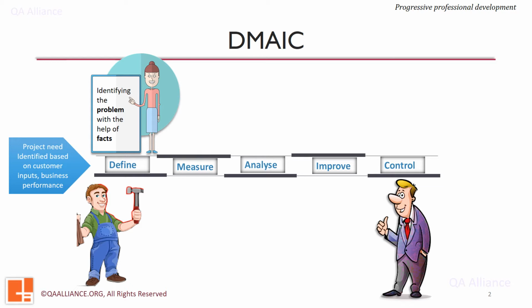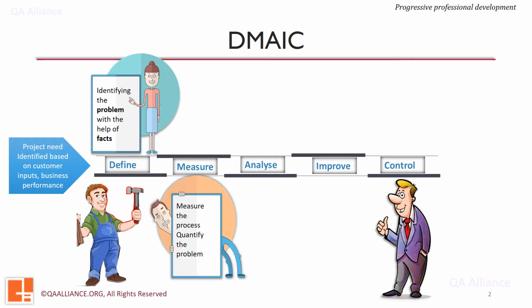All the details like problem statement, goal statement, scope, resources, milestones, deliverables, metrics and baseline go into a project charter. In the next phase, he comes up with a data collection plan with the details like definition of defects, opportunity, metrics to be monitored, units, source and frequency.